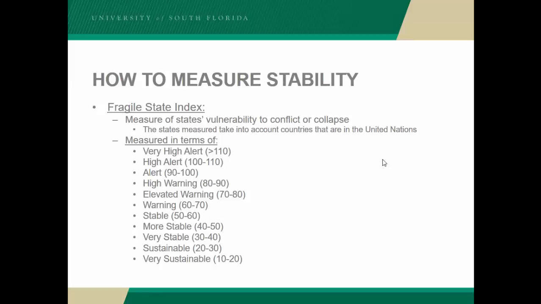Here's how we measure the stability in terms of the fragile state index. We measure the state's vulnerability to conflict or collapse. The states measured take into account countries that are in the United Nations. So we do the following measures: very high alert, high alert, high warning, elevated warning, warning, stable, more stable, very stable, sustainable, and very sustainable, from 110 down to 10.